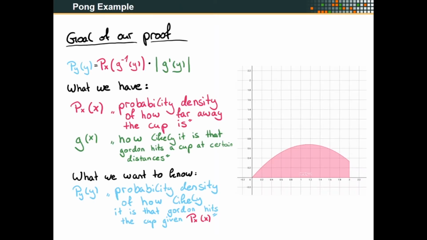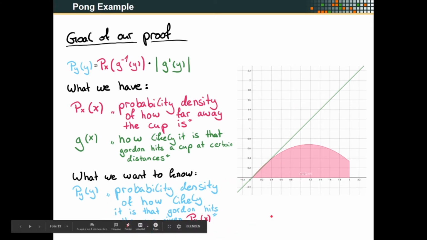The goal of our proof is to derive the equation of the probability density function Py of y from the given probability density Px of x, which is the probability density of how far away the cup is, in pink, and the transfer function g of x, which shows how likely it is that Gordon hits a cup at a certain distance, in green. So if we combine this, Py of y is able to show us the probability density of how likely it is that Gordon hits the cup given Px of x, in blue.